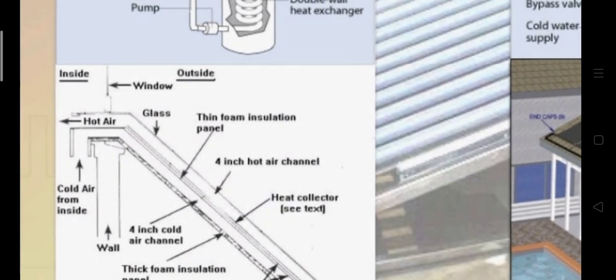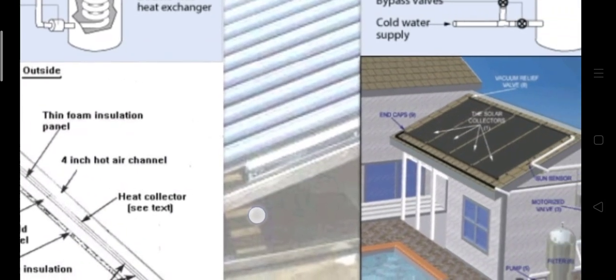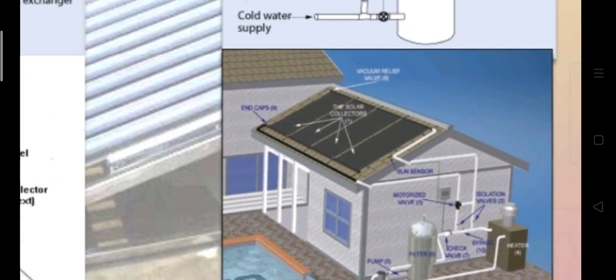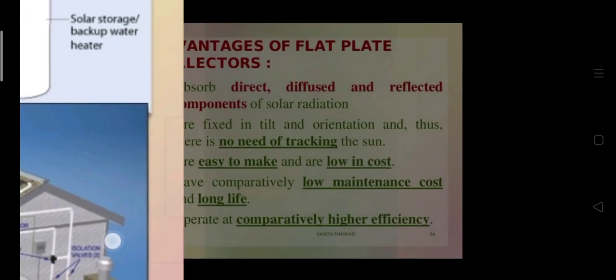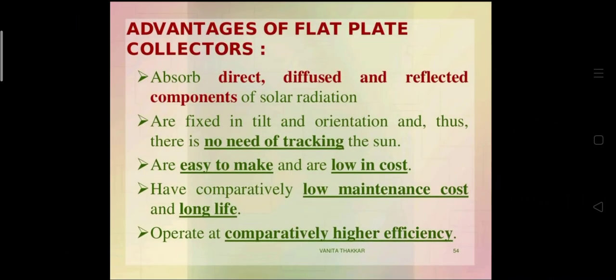And the next one shows the inside and outside mechanism of a solar water heater. Solar panels are arranged on the surface of this small house, and water is supplied, and the storage tank is there, and water is continuously heated. This is a solar heater. What are the advantages of these flat plate collectors?